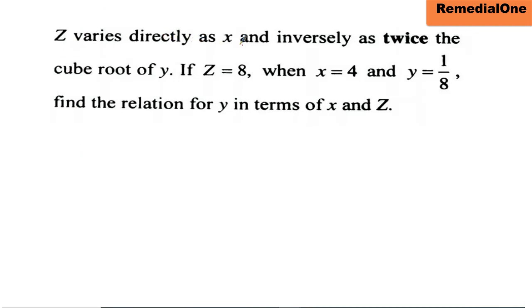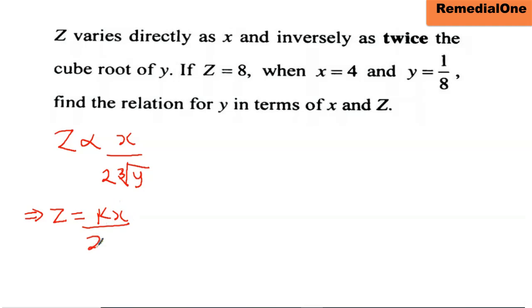Z varies directly as x and inversely as twice the cube root of y. So this is a joint variation. So z varies directly as x and inversely as twice the cube root of y. Now you need to introduce your constant. So z will be equal to kx over 2 times the cube root of y, where k is constant. You need to define that.